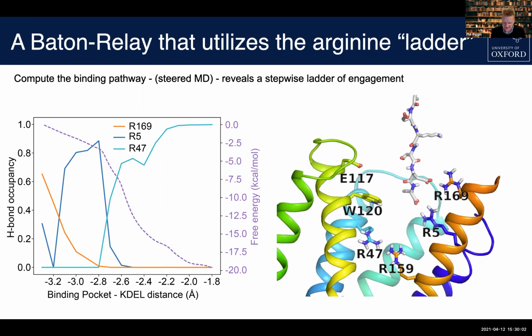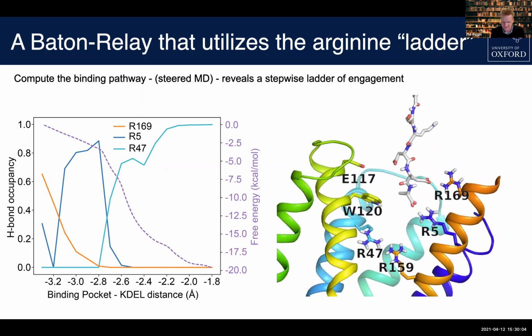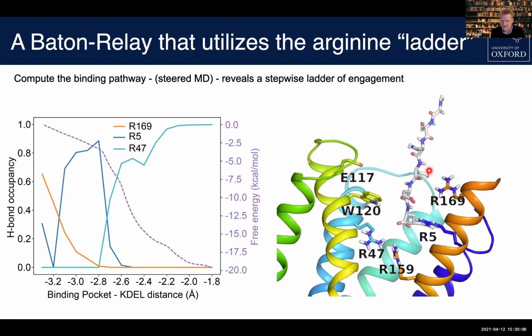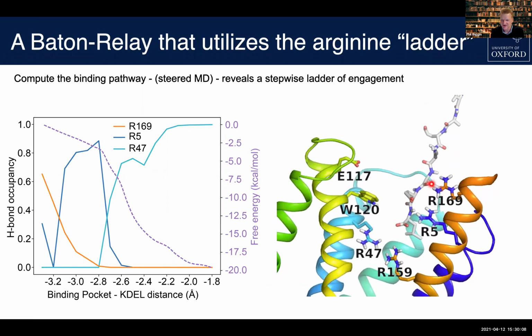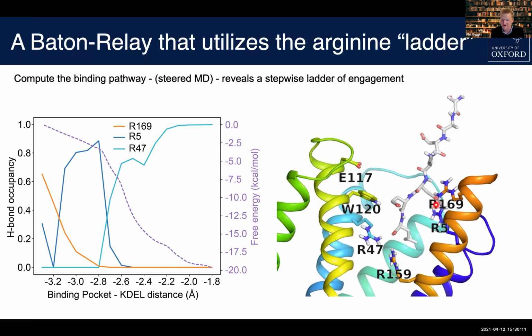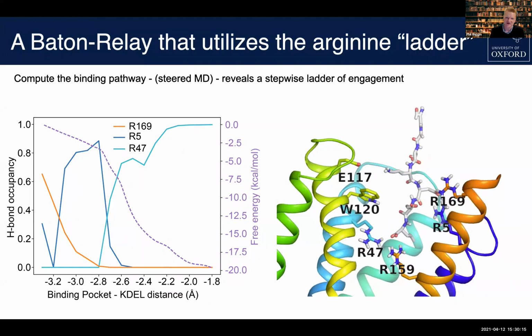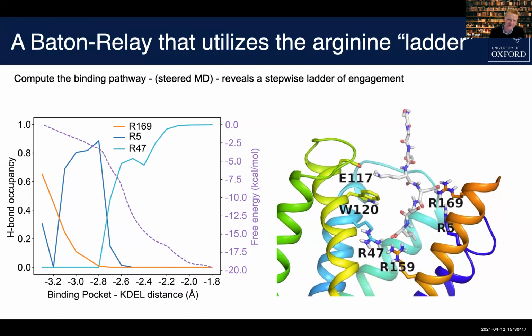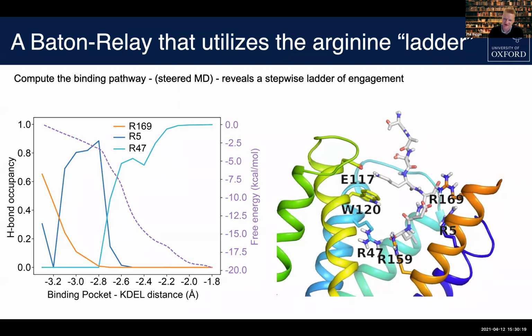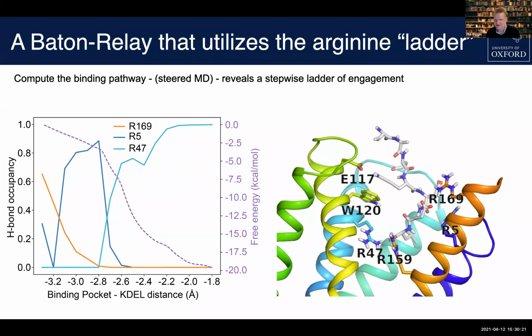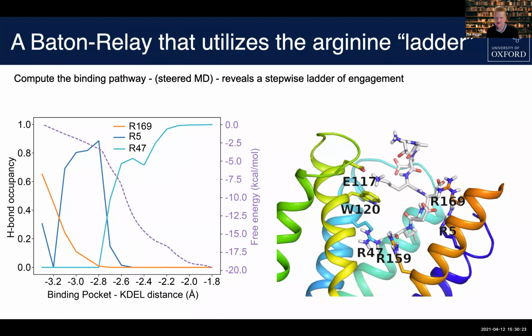And you can see that there are a lot of free carboxy, amino and carboxy groups that talk to this ladder of arginines in the binding pocket. That's like a baton-relay system, if you like. Basically the first carboxy group talks to the first arginine, and then that hands it on down to the next arginine, and so on and so forth until it gets fully bound. And you can see that quantifiably here in this graph.